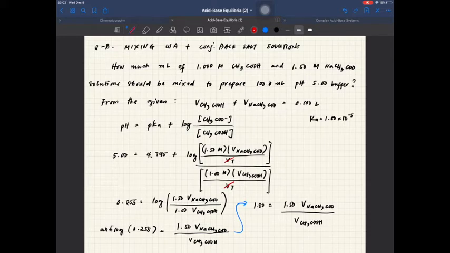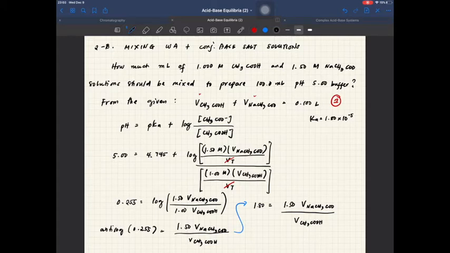So from the given question, we know that the total volume of these solutions is 100 mL or 0.1 liters. So therefore, the volume of acetic acid solution plus the volume of sodium acetate solution is equal to 0.1 liters. So we know this first equation. So this one is the first fact that we know.